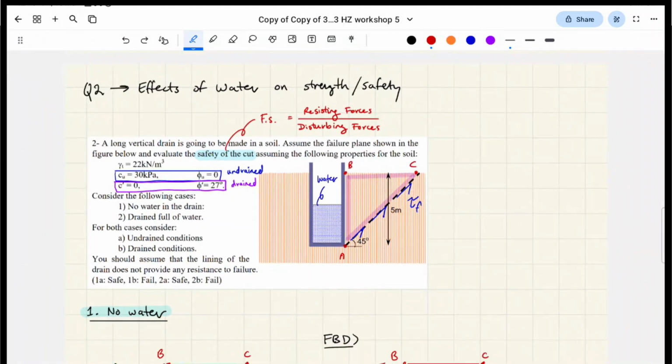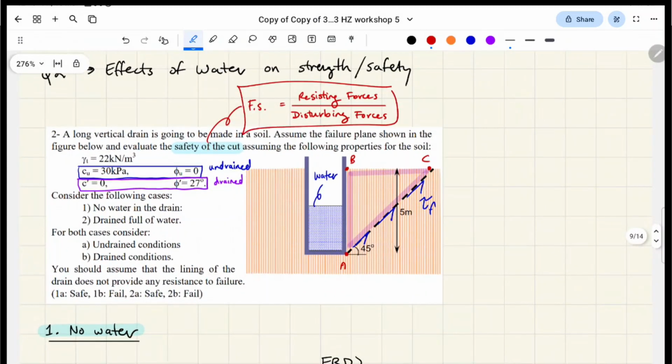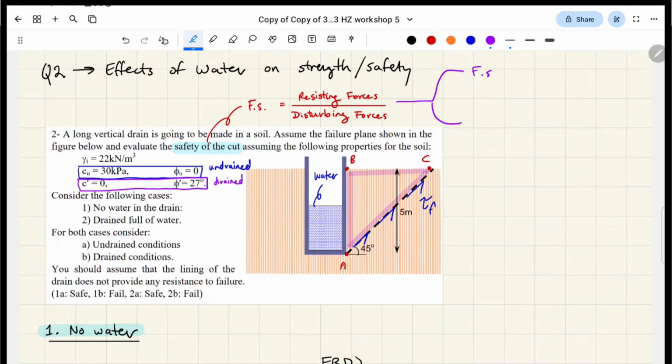So recall soil mechanics, factor of safety stuff, right? The definition of factor of safety is your resisting forces divided by your disturbing forces, right? So if your factor of safety, in this question in particular, is greater than 1, then it's deemed to be safe. If the factor of safety is less than 1, it's deemed to be unsafe. In other words, it's going to fail, right? So usually questions which tell you to analyze the safety will give you a factor of safety they want you to design for, like 2, 3, 2.5, something like that. But in this question, it's just 1, okay?